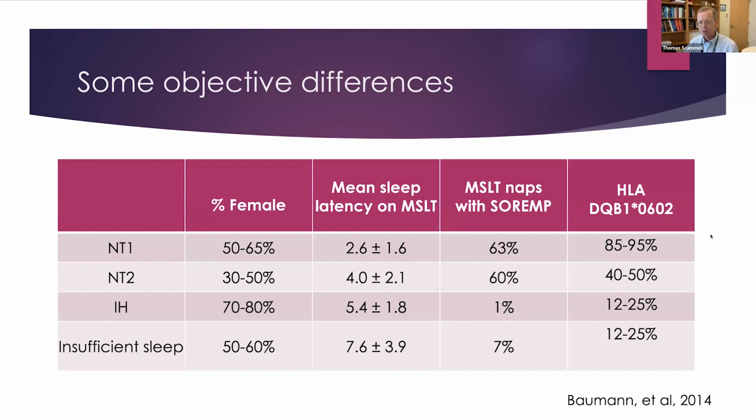Multiple sleep latency naps with sleep onset REM periods are very common in the narcolepsies, very uncommon in IH. Actually, that should be 2 or more sleep onset REM periods. So IH patients rarely will meet that criteria. And what you can see there is that that HLA gene is super common in type 1 narcolepsy, medium frequency in type 2, suggesting some genetic influence there, and less common in the general population. Those numbers, 12 to 25%, are the same as what you'd see in any sort of random sample of the general population.